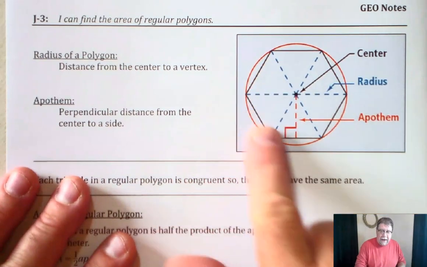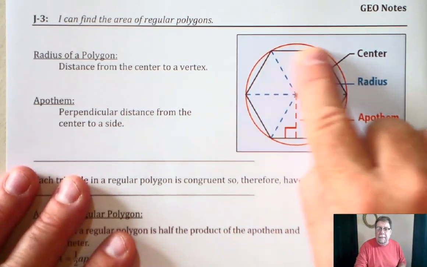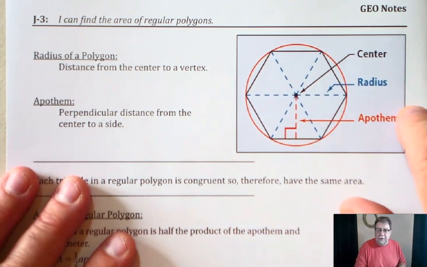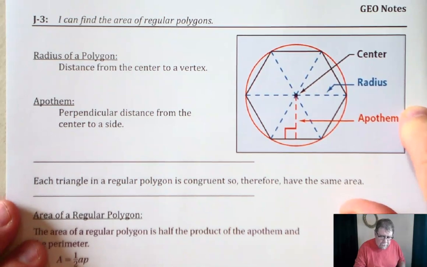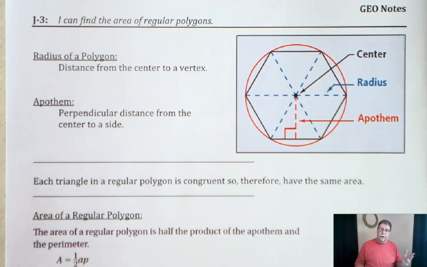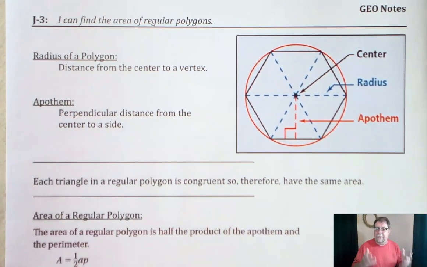For example, we have a hexagon here, a regular hexagon in which the sides are all the same length and the angles are all the same measure. You can kind of ignore that red circle for this particular problem. But what we have are some new vocabulary words. Well, one new vocabulary word. But in the context of a polygon, these might be new.